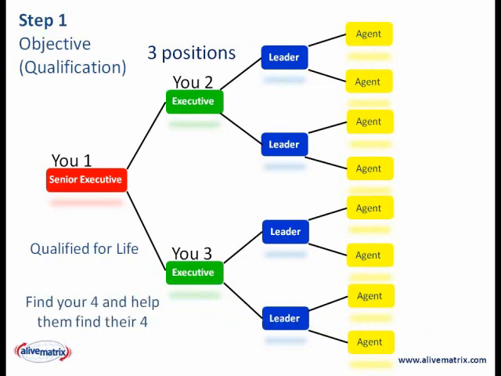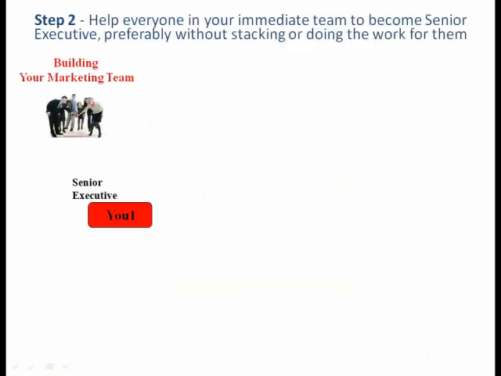Basically, what we need to do is this: find your 4 people and help them to find their 4. And this is also what we call your immediate team. These 4 levels there is basically you and your 4 directs. When you hear us talking about immediate team, this is exactly what it is. So this was step number 1. So what would be step number 2?